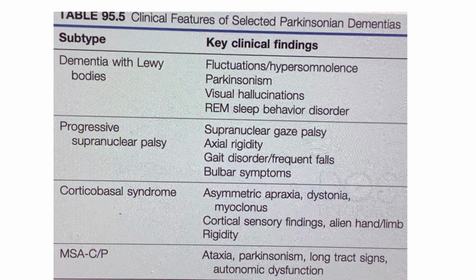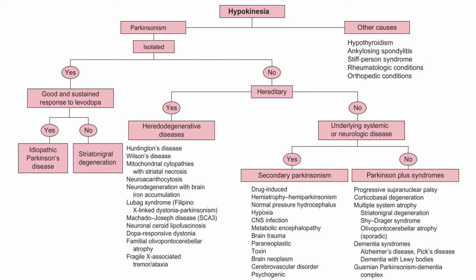Some main features: dementia with Lewy bodies can have fluctuations, Parkinsonism, visual hallucinations, and REM sleep behavior disorder. Progressive supranuclear palsy tells of a supranuclear gaze palsy, axial rigidity, gait disorder, and bulbar symptoms. A corticobasal syndrome would have asymmetrical apraxia, dystonia, myoclonus, cortical sensory findings, and the alien limb phenomenon. While multiple system atrophy can be of cerebellar or Parkinson type, it can have ataxia, Parkinsonism, long tract signs, and autonomic dysfunction. So this was the approach to hypokinesia.